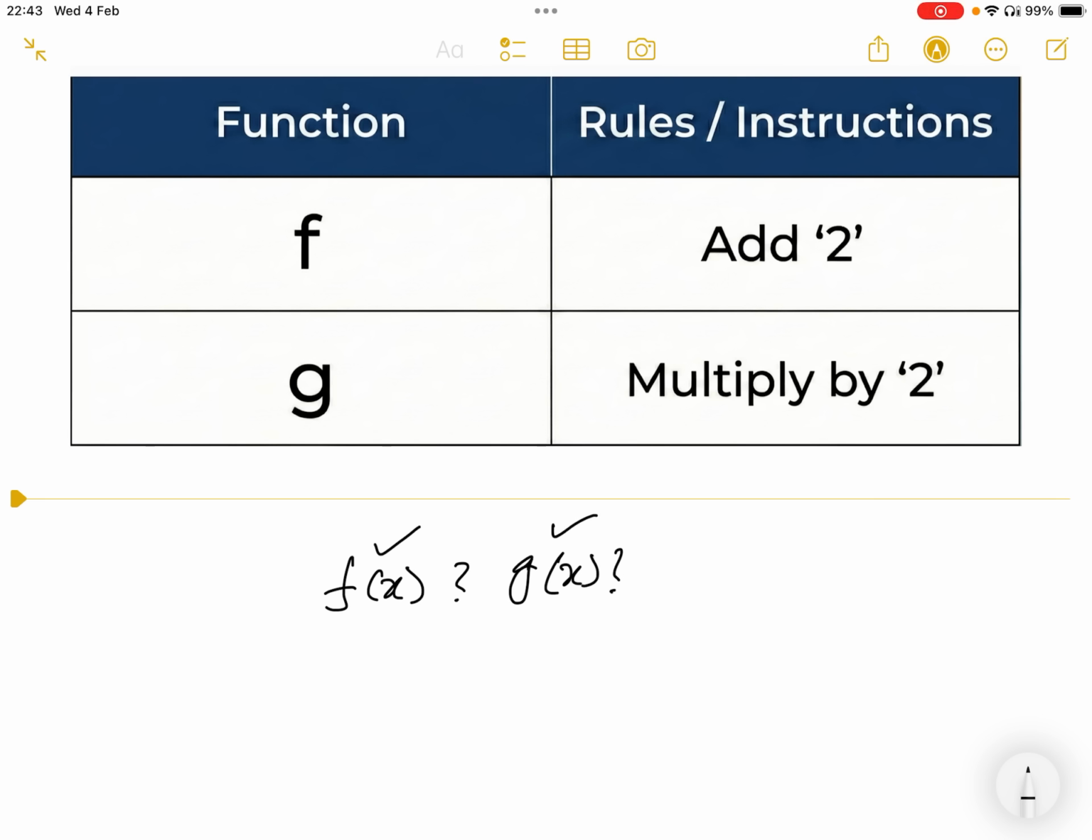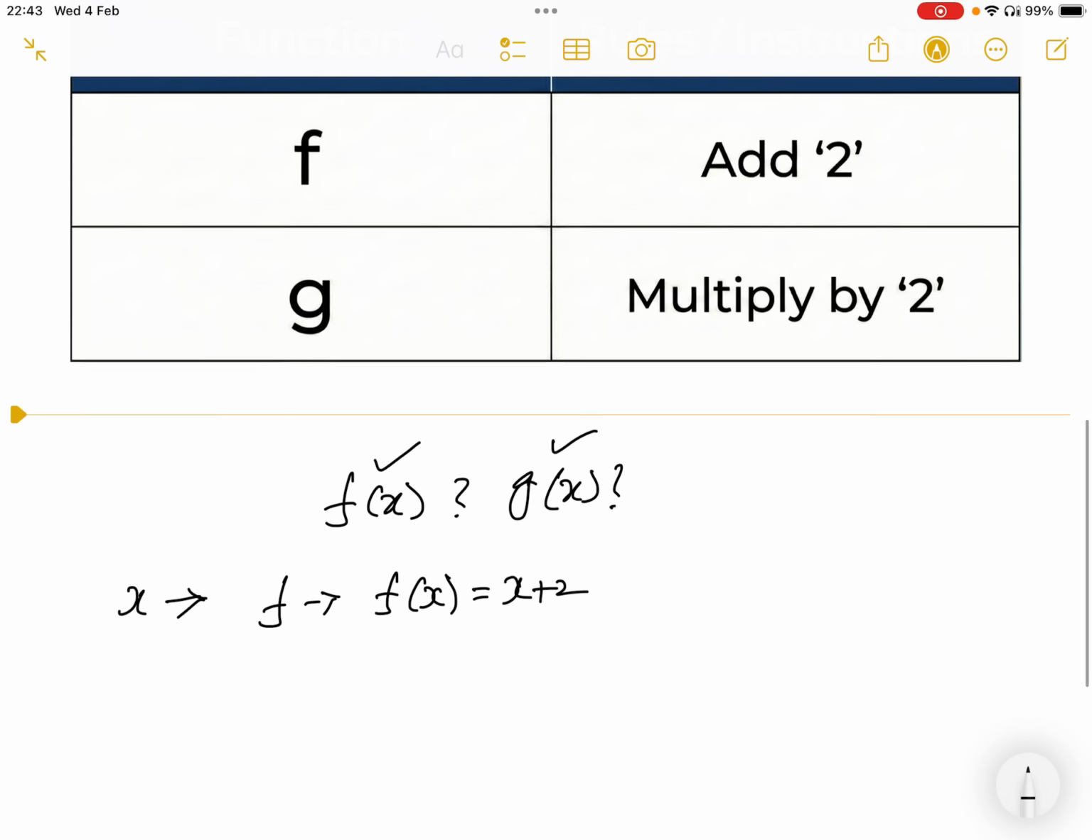See, f is a function. Think of it as a machine with an instruction to add 2. To what? To an input. When you add an input, for example x, to the function or machine, it takes the input, and now it is called f of x. Now, you apply the rule to the input which is given, so you get the output.